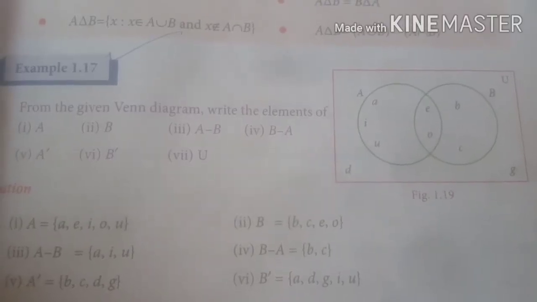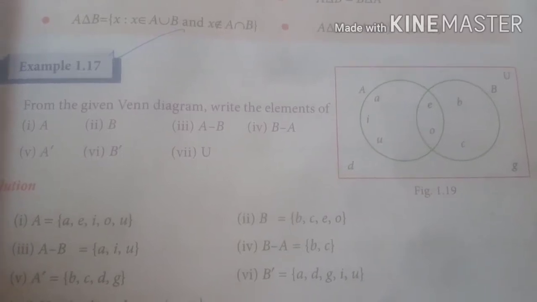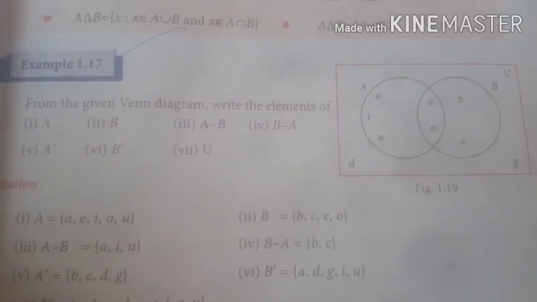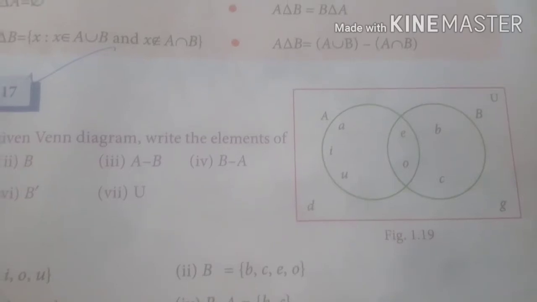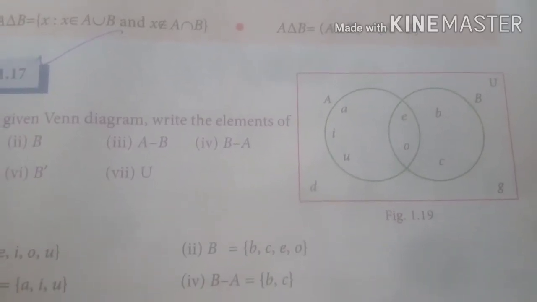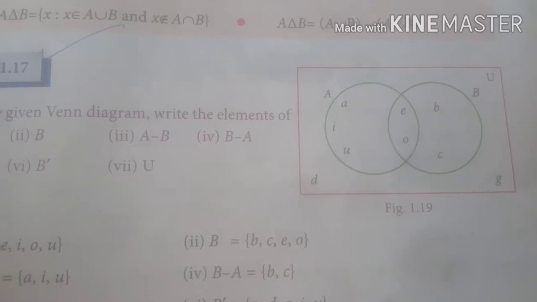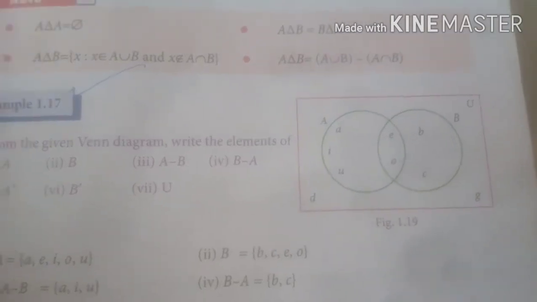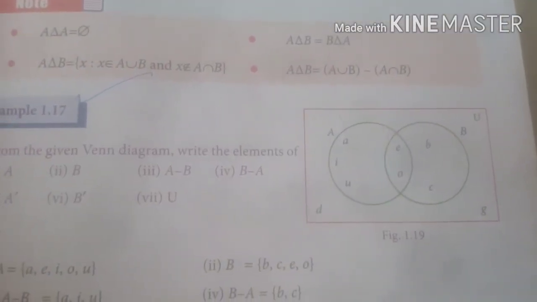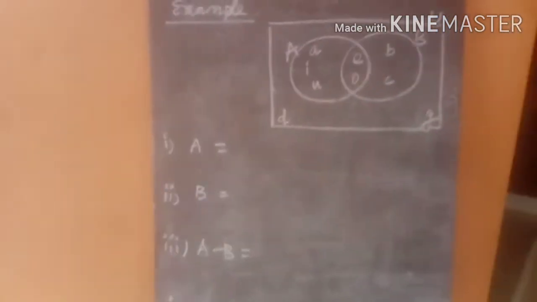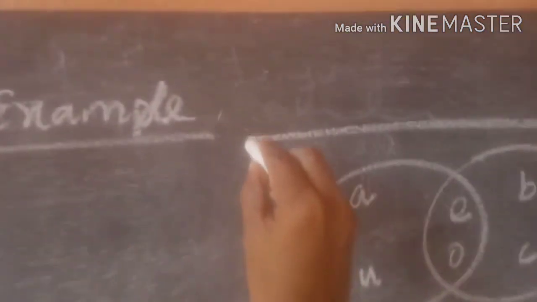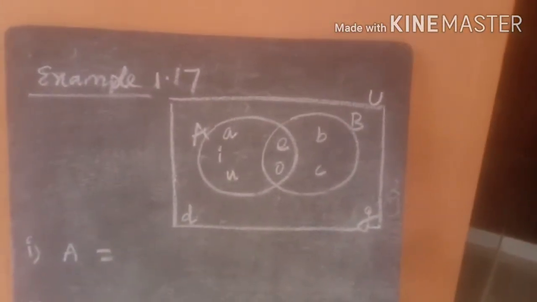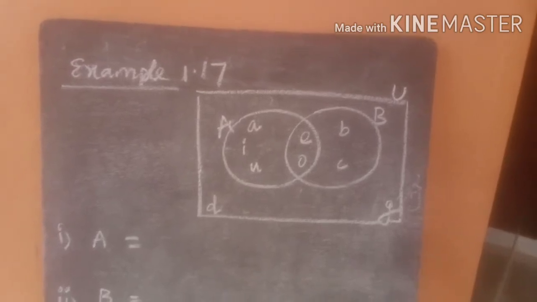So example 1.17. What is it? From the given Venn diagram, you have to find the elements of the sets. The Venn diagram itself is given, represented in the Venn diagram. We have to find out the values of the elements of the sets. Okay, we will work it out on the board. Example 1.17, what is given? The sets are represented, and we have to find out the values of the elements of the set.